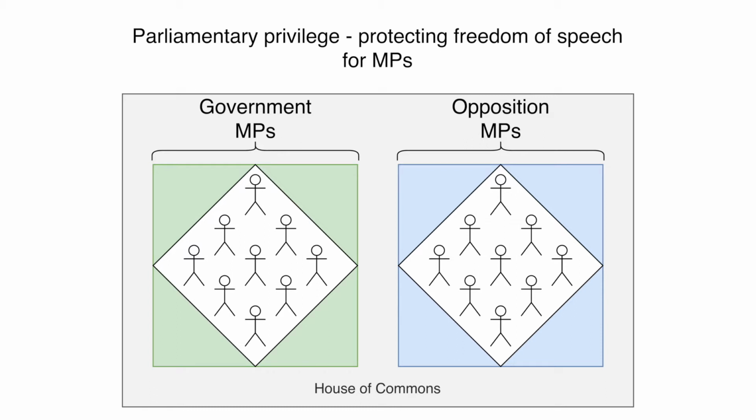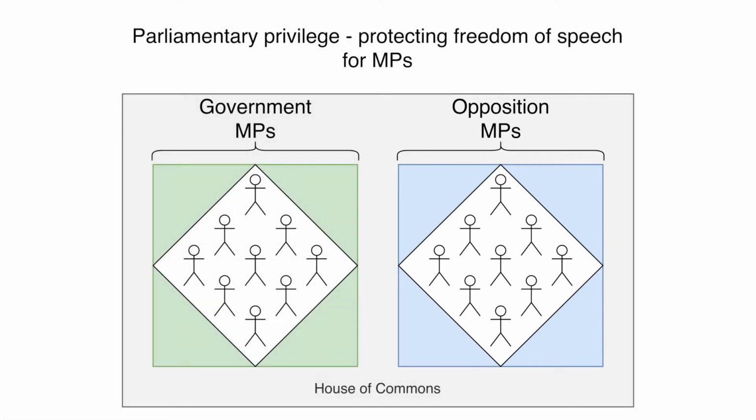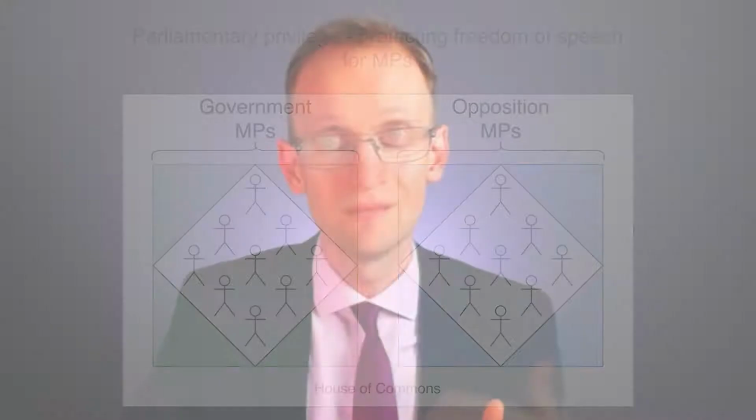So it's crucially important for the UK's democracy that elected members of Parliament can speak freely and, for example, that opposition MPs can challenge central government in the House of Commons without fear of legal action being brought against them personally for defamation. The other accountability mechanism to check the power of central government is the judiciary.